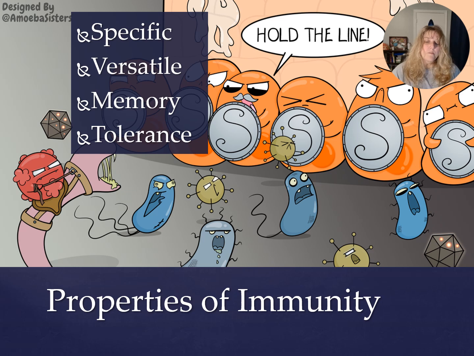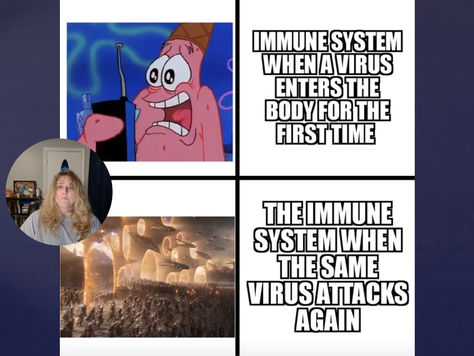So with the properties of our immunity, it's very specific, very versatile, it holds a memory, and it can be very tolerant. When a virus enters the body for the first time, the immune system is going to act like SpongeBob. It's going to panic and act stupid. But when that same virus attacks again, our body has got it figured out. It's going to be a lot smarter the second time around.